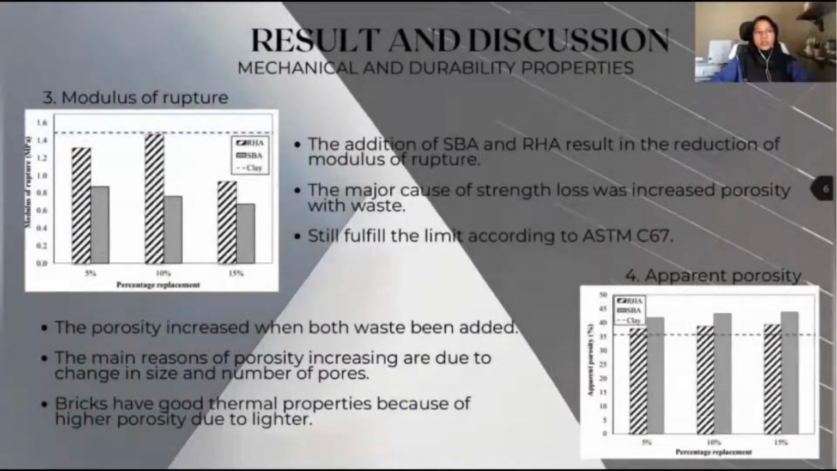The next is modulus of fracture. The addition of SBA and RHA results in the reduction of modulus of fracture. The major cause of strength loss was increased porosity, but the bricks with waste still fulfill the limit according to ASTM C97.